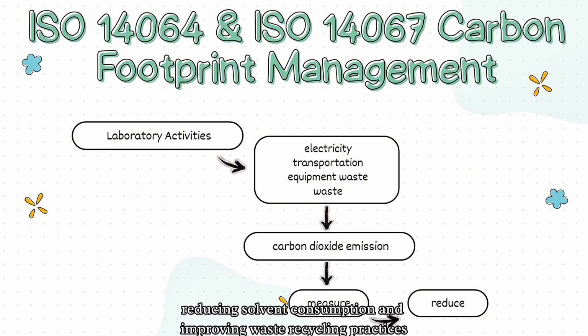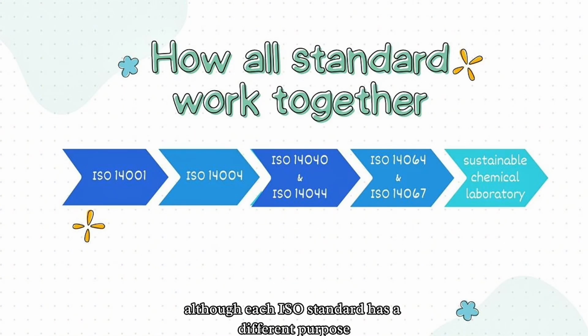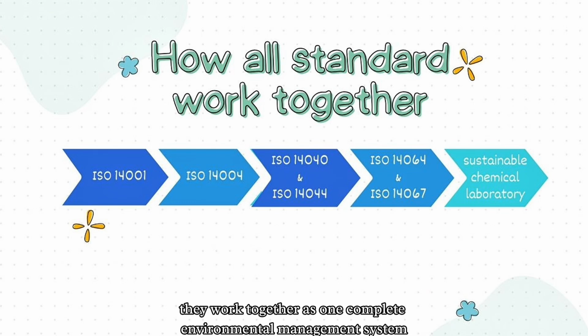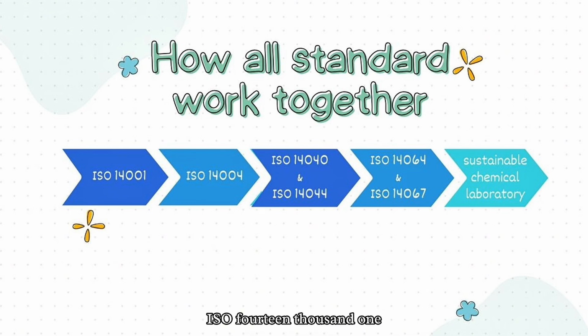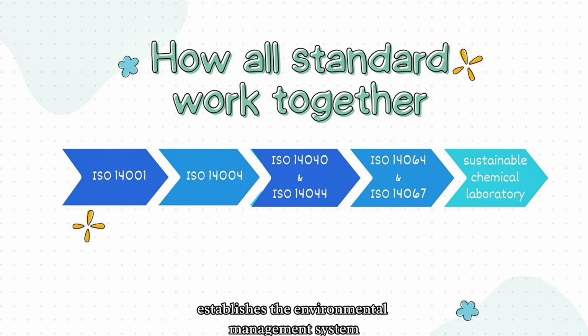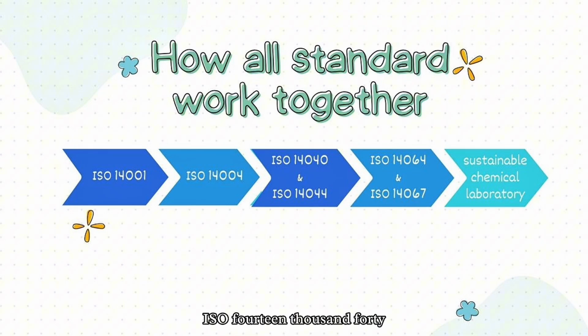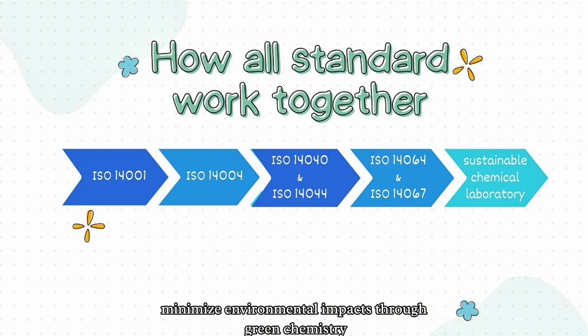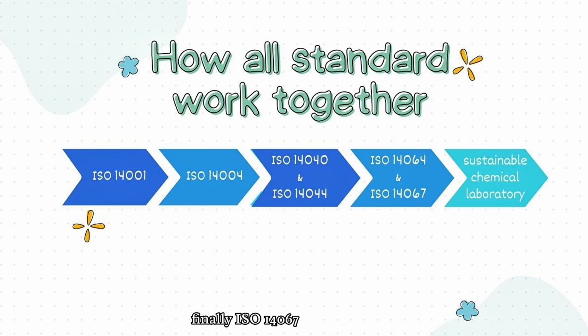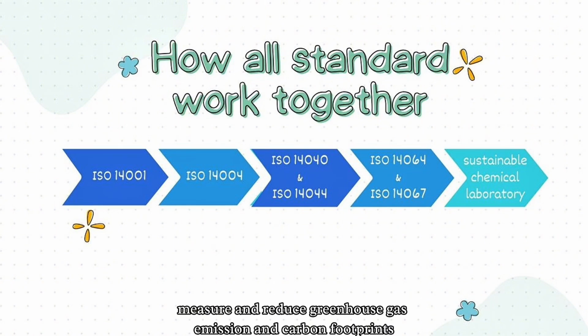and improving recycling practices. Although each ISO standard has a different purpose, they work together as one complete environmental management system. ISO 14001 establishes the environmental management system. ISO 14004 provides guidance for implementing and improving that system. ISO 14040 and ISO 14044 help laboratories minimize environmental impacts through green chemistry and life cycle assessment. Finally, ISO 14064 and ISO 14067 measure and reduce greenhouse gas emissions and carbon footprints. Together, these standards create more sustainable chemical laboratories.